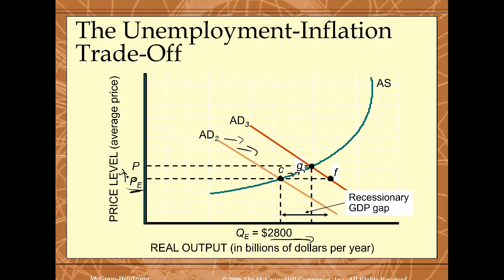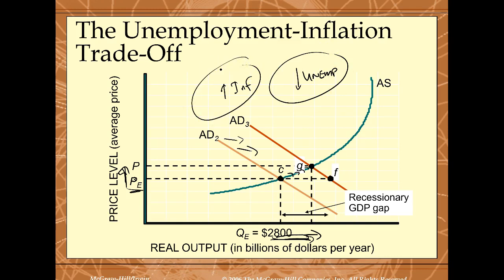That's the trade-off. So in other words, when output increases, unemployment falls, right? That makes sense. If you produce more, you put more people to work, so unemployment falls. But as you see here, inflation goes up. So if you want a drop in unemployment, the trade-off is higher inflation.